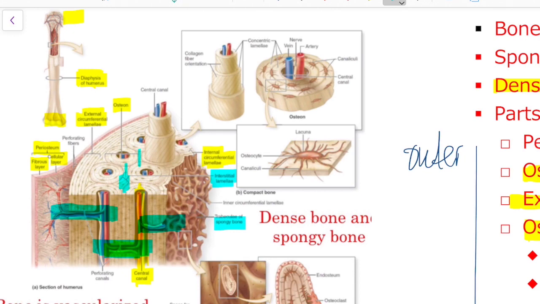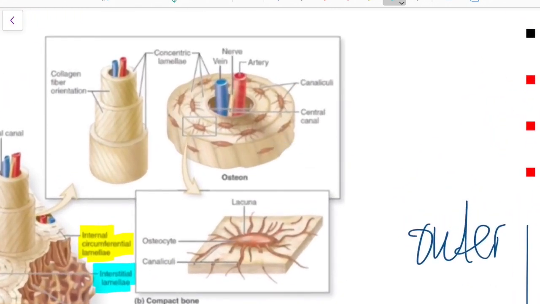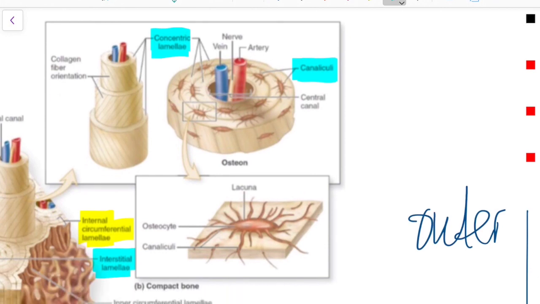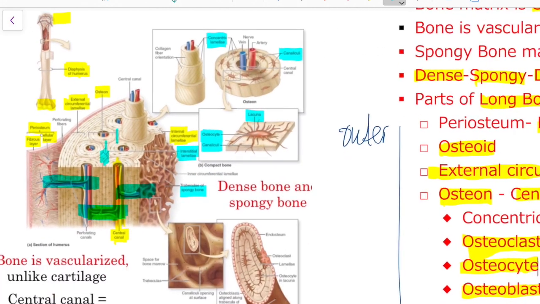If we look at each osteon, you have concentric lamellae inside each osteon, which has the canaliculi as well as the lacunae with osteocytes. So you see these osteocytes and the canaliculi that provide the nutrients. So osteocytes, lacunae, and canaliculi. So that is the structure of bone.